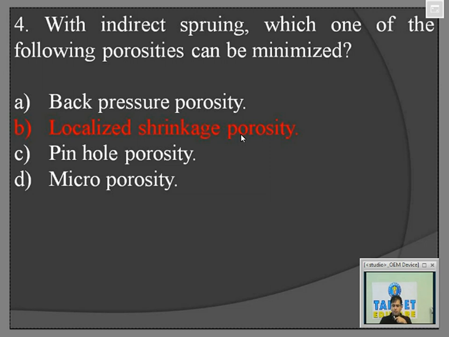So the next question, question number 4, is also based on the reservoir only. So we have discussed this. So this question will also be clear now. The 4th question is, with indirect spruing, which one of the following porosities can be minimized? Indirect spruing is another name for reservoir. So the correct answer would be localized shrinkage porosity.